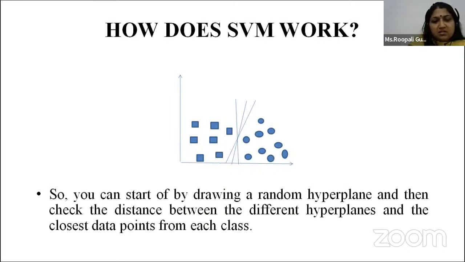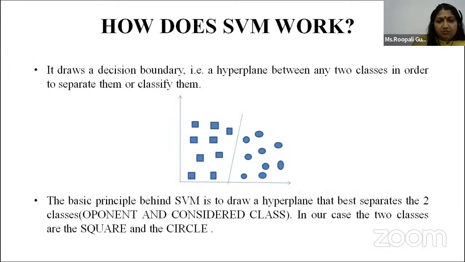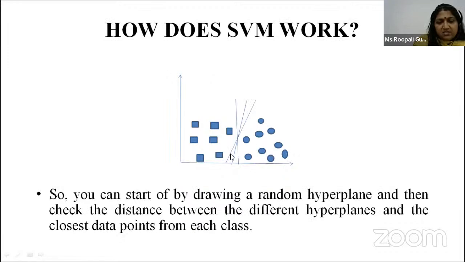Before discussing the opponent class and the considered class, the question which comes into your mind is why I have drawn a hyperplane like this. There are a number of ways in which I can draw a hyperplane and separate these two classes. I can draw a hyperplane in this way, or in this way. You can see in this slide, I have made three different hyperplanes, right? This is the first hyperplane, this is the second hyperplane, and this is the third hyperplane.